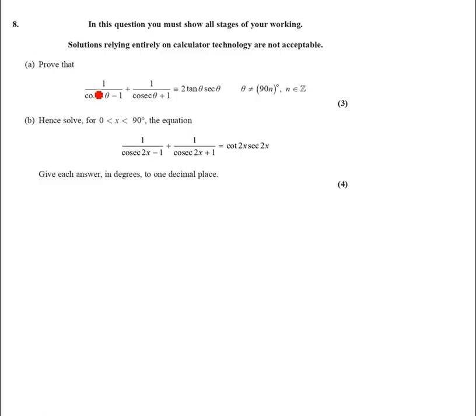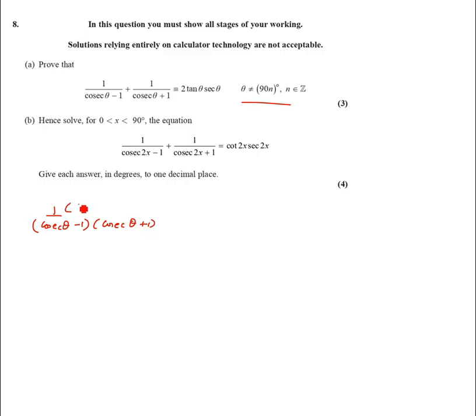Question 8a, prove that 1 over cosec theta minus 1 plus 1 over cosec theta plus 1 can be written as 2 tan theta sec theta, where theta belongs to this range. Okay, so what we do is we will first make the denominators the same. So cosec theta minus 1. We don't even need to write it like this, but just for simplicity I'm writing this.